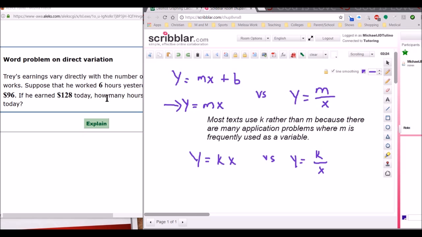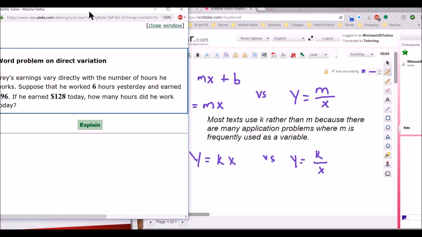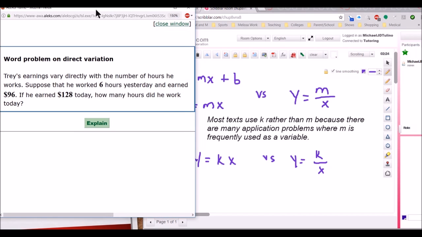All right, first one here. Trey's earnings vary directly, it said very explicitly here, with the number of hours he works. Suppose that he worked 6 hours yesterday and earned 96. If he earned 128 today, how many hours did he work today? So we can figure out the constant of variation, which would be k, in essence the slope for direct variation.